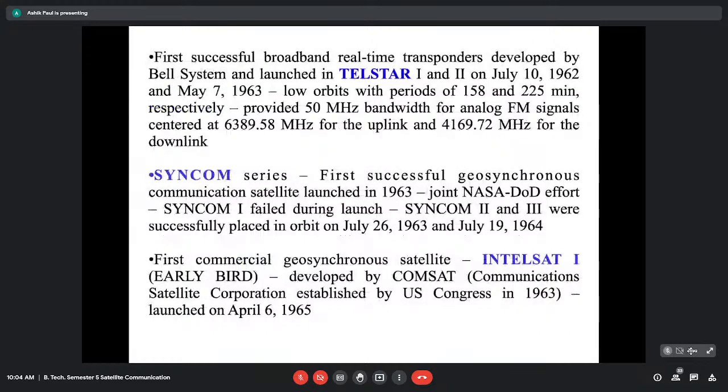Now, the first successful geosynchronous communication satellite was launched in 1963. That was named SYNCOM. So in 1963, SYNCOM 2 became successful, and SYNCOM 3 followed in July 1964.